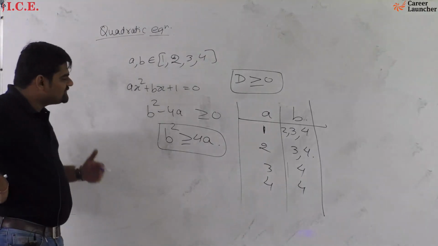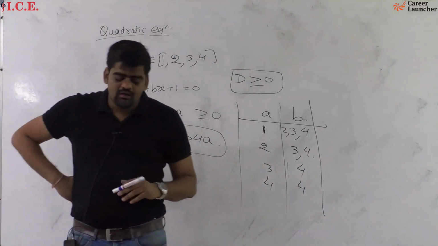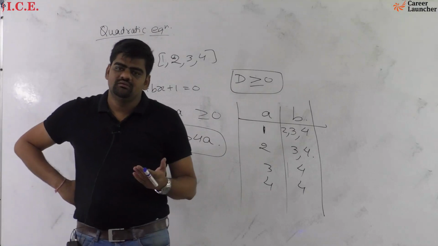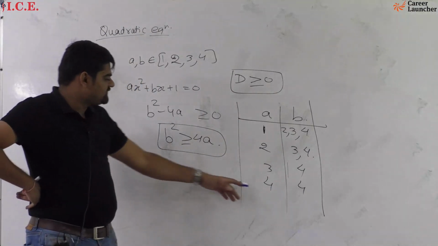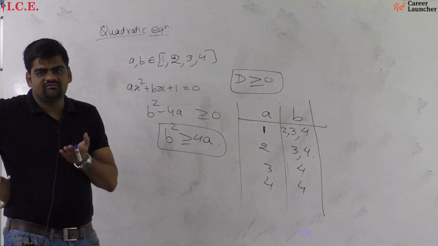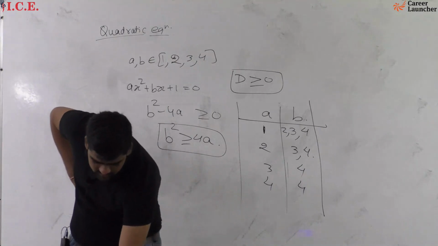Clear? So these are some of the application based questions, right? If I would have given you a condition that unequal roots should be there, then this case will be removed, this case will be removed, 2 cases will be reduced, right? The number of answers would be 5. Clear? Okay.